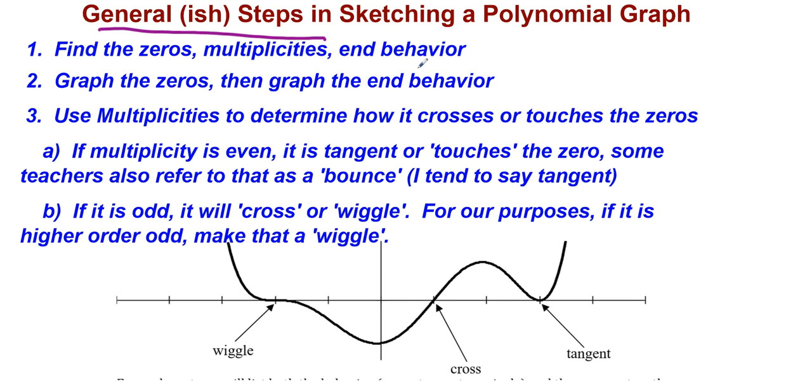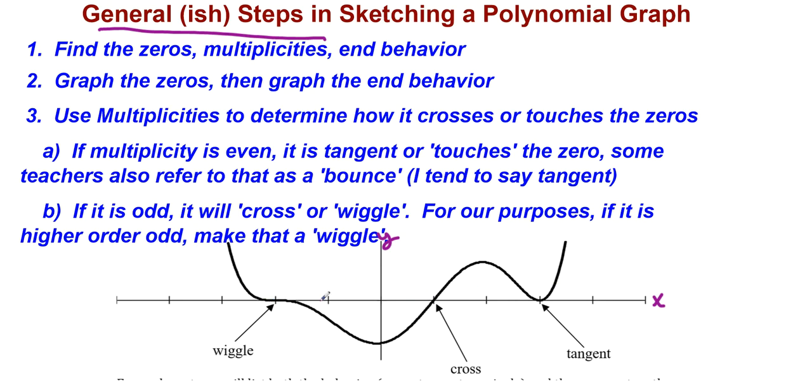Okay, generally steps. All right, there's other ways to, as we say in East Texas, skin a cat, and there's other ways to sketch a polynomial. But I think this is one of the most straightforward ways, and it's pretty universal. I've seen this in college, high schools, all over the place. First thing you want to do is find the zeros. The zeros are where it crosses the x-axis. So this is the x-axis and the y-axis. Then the multiplicities, and then the end behavior. Graph the zeros, then graph the end behavior.